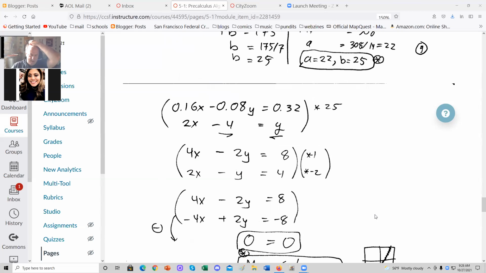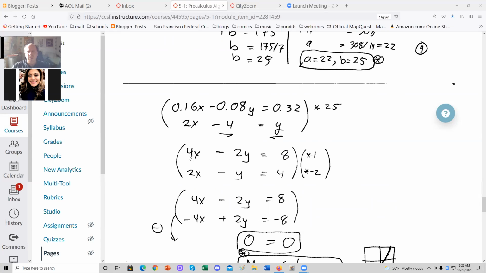All right. This one, a bit special. This and the next one. 0.16x plus 0.08y equals 0.32, and 2x minus 4 equals y. Okay, fine. We'll rescale this by 25 just to get rid of the decimal points. And that way we get 4x minus 2y equals 8. Transposing y to the left and 4 to the right, you get 2x minus y equals 4.